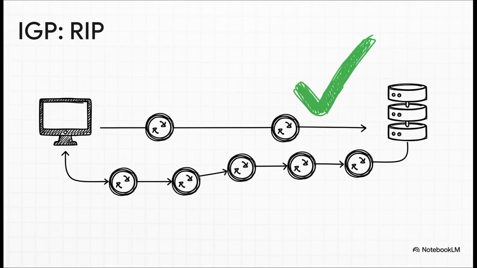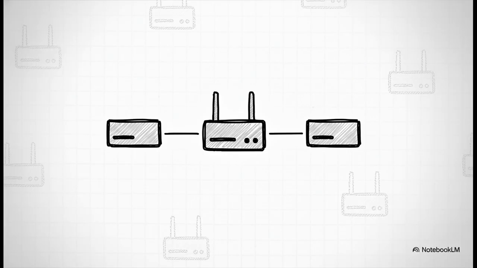Simple as that. But how does a router using RIP even build its map in the first place? Well, it starts out knowing basically nothing. When you first turn it on, its entire world consists only of the other routers it's physically plugged into.